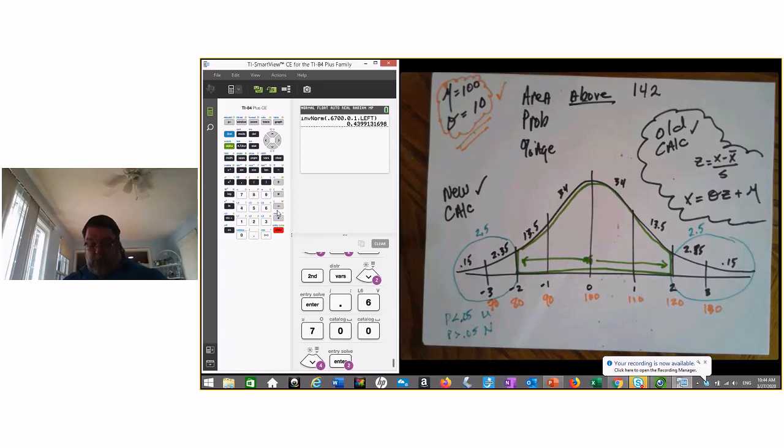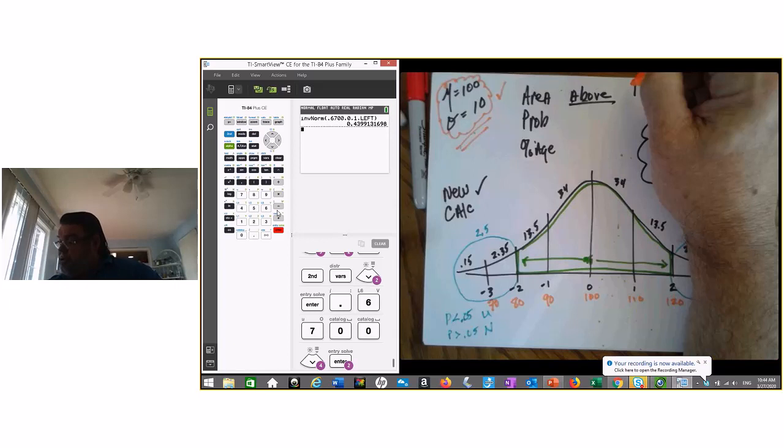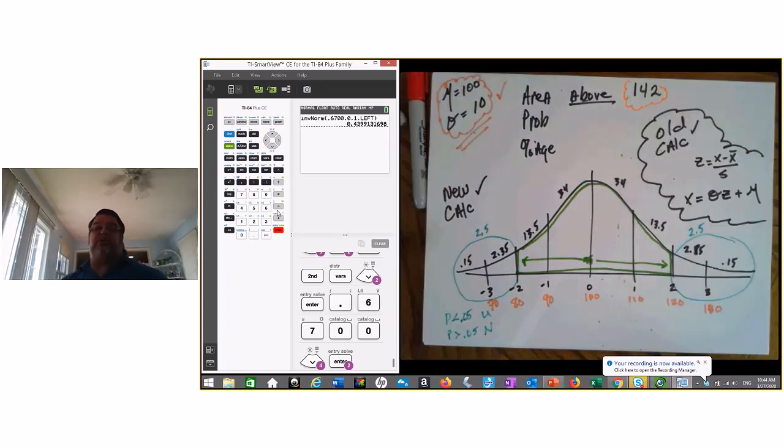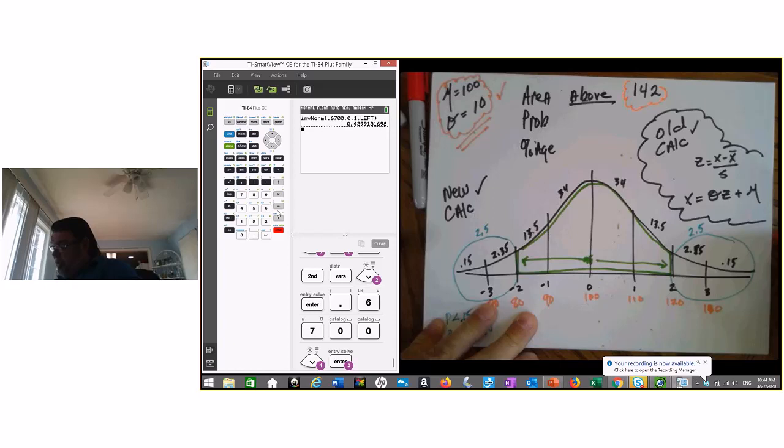I'm going to plot it and color it in. What color have I not used yet? Let's go with that fluorescent orange. That looks like peach, but I guess you can see it's fluorescent. 142. So I'm going to do 142. 142 is going to be right up here somewhere. And they want to know how many people score above a 142.